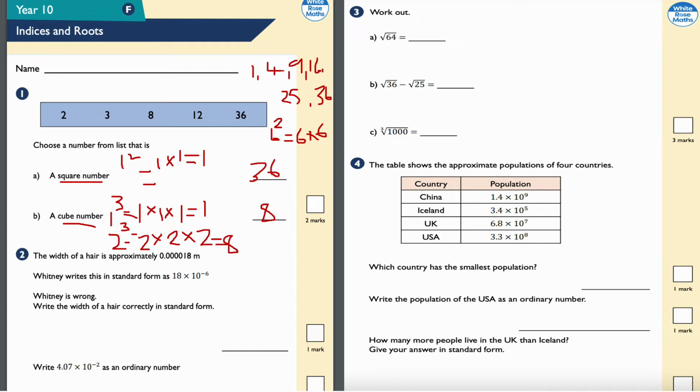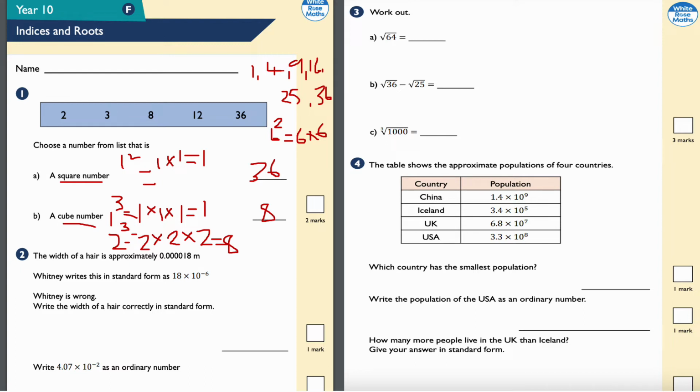This is question number 2. The width of a hair is approximately 0.000018 meters. Whitney writes this in standard form as 18 times 10 to the minus 6. Whitney is wrong. Write the width of the hair in the correct standard form. Well, it's the right idea here. So 10 to the minus 6 here is going to be like a decimal number.